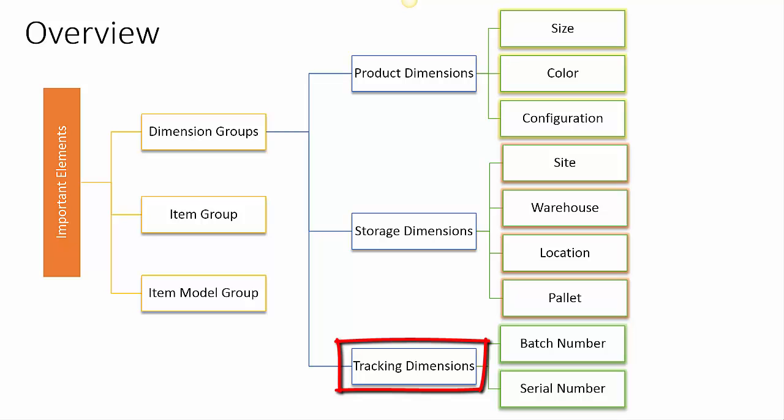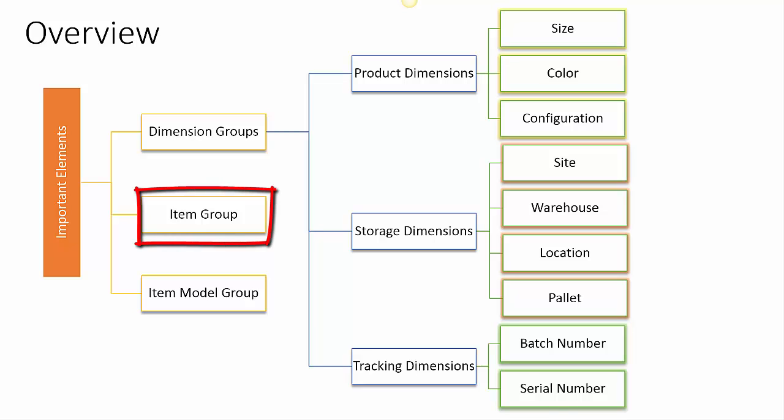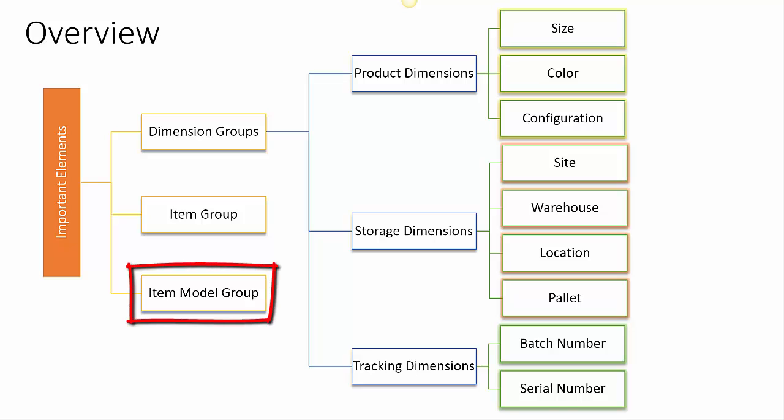There are a few additional tracking dimensions for Russian localization available, but for now we will review the application of batch and serial number. Item group is used to classify similar products together. Item model group is used to model the inventory costing. In addition, it also contains the settings which determine the way the product is to be handled and controlled.